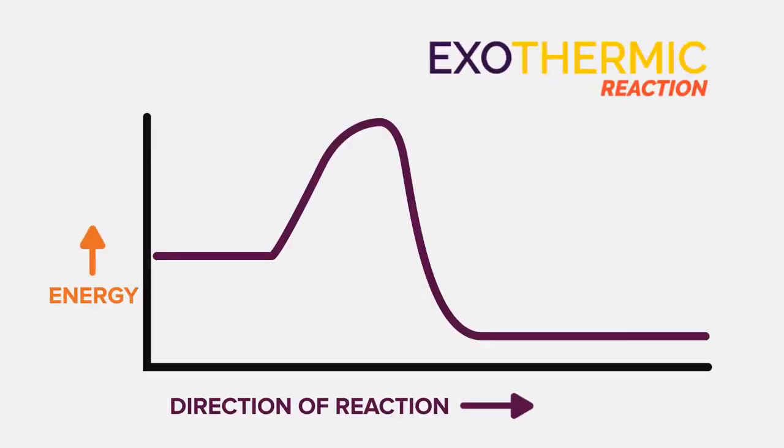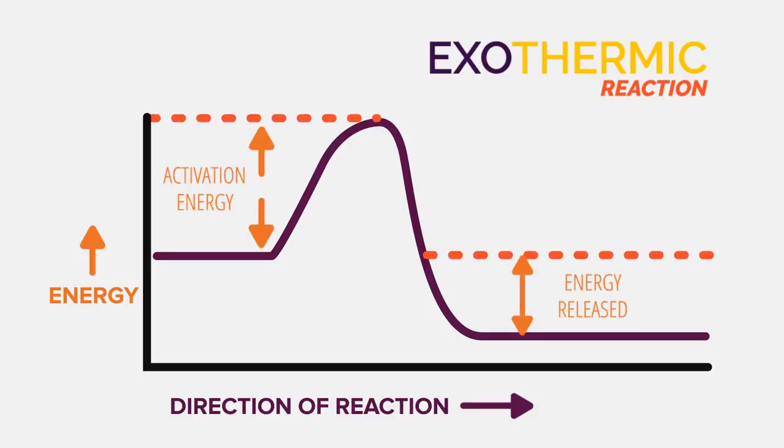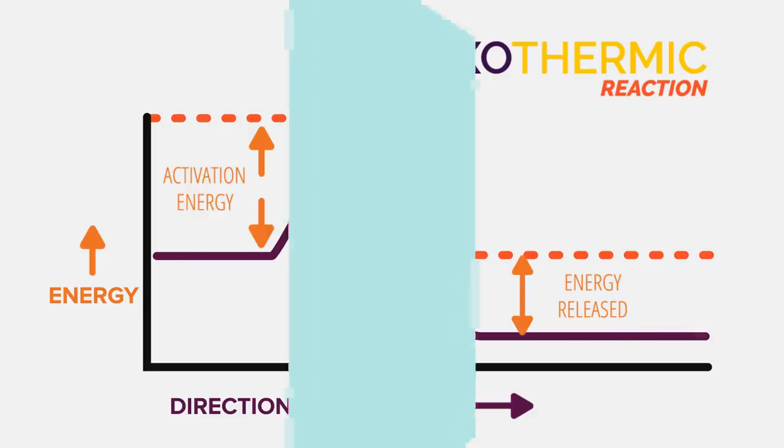Because in exothermic reactions, energy is given out to the surroundings, this means that the energy of the reactants is higher than the energy of the products, hence the energy curve for exothermic reactions will look like this.